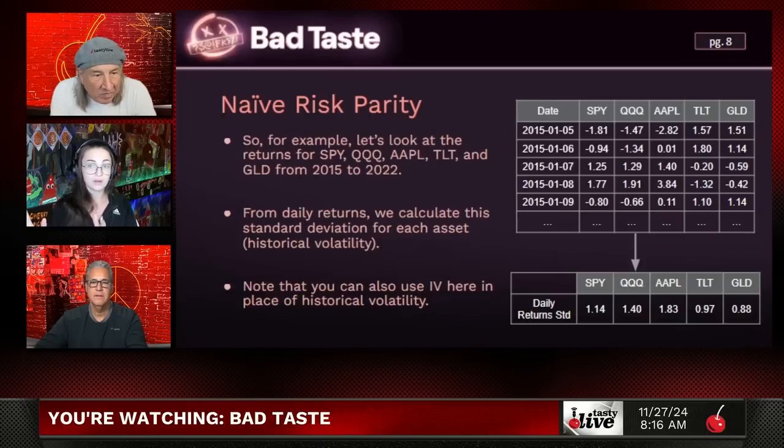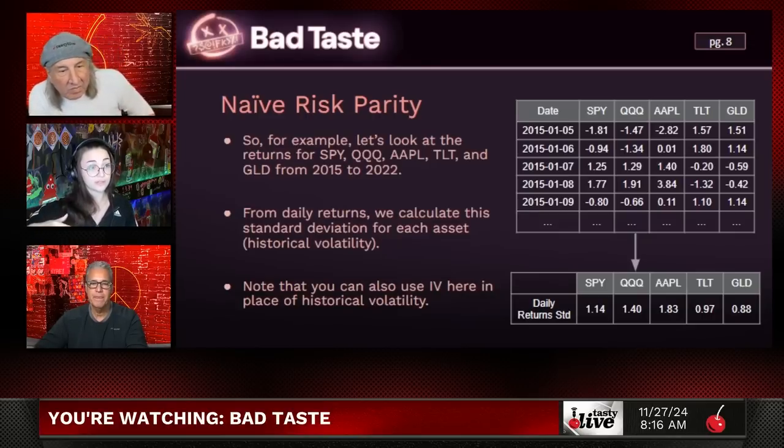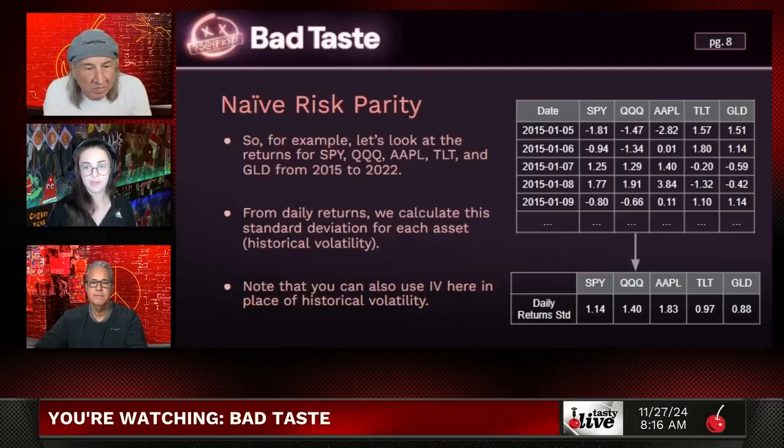Let's go back to our example portfolio: SPY, QQQ, Apple, TLT, and gold. From 2015 to 2022, we have all of our daily returns during that period. First things first, we calculate the standard deviation of daily returns of each asset. For SPY, it's about 1.14%. Daily returns volatility is about 1.14% historically. QQQ is 1.40, Apple 1.83, et cetera.